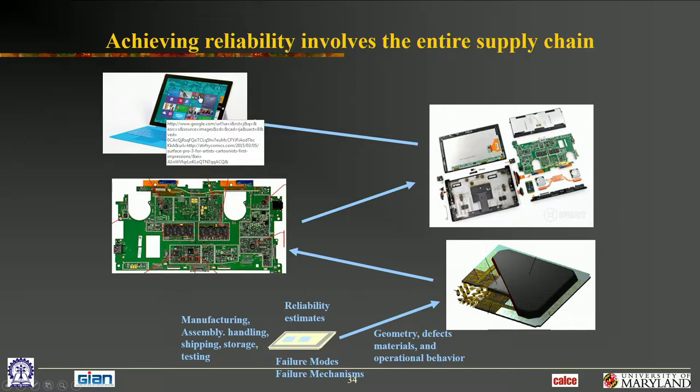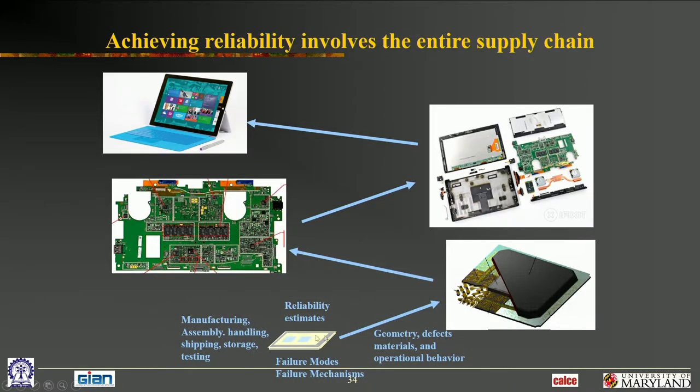How do you ensure that someone is giving you good capacitors, or good relays, or good displays? You rely on your supply chain. The people who manufactured those subparts, you rely on their test methods and their reliability verification methods for that. So the supply chain is very, very important. They have to give you their estimates of how robust their product is.